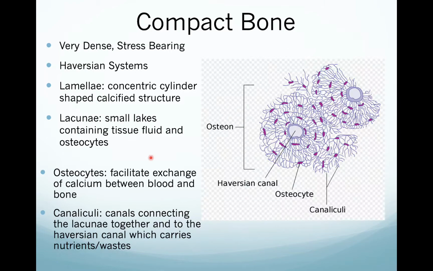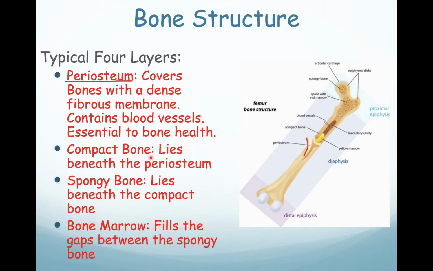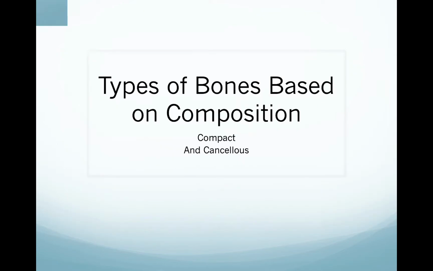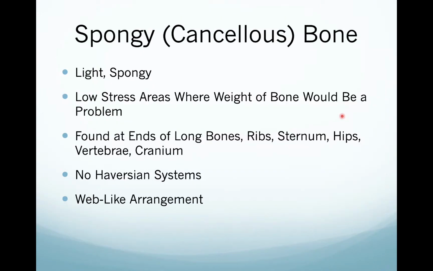And again, if I go back to this slide, I believe, you see over here, you have blood vessels going in through that compact bone transversely. That's what a haversian system is. A haversian system is a system of blood vessels running through the bones. You're not going to have that within the spongy bone. And in the spongy bone, you have a web-like arrangement.